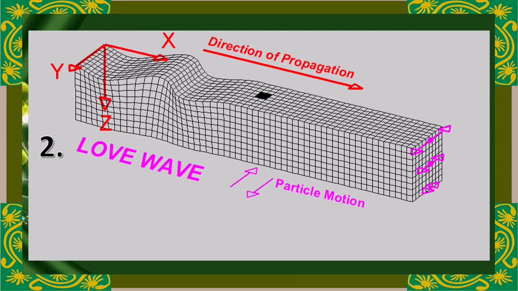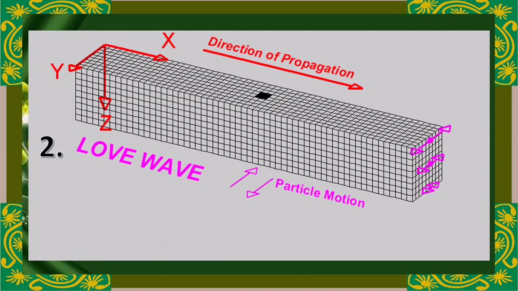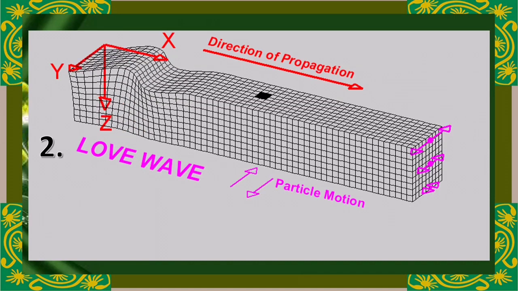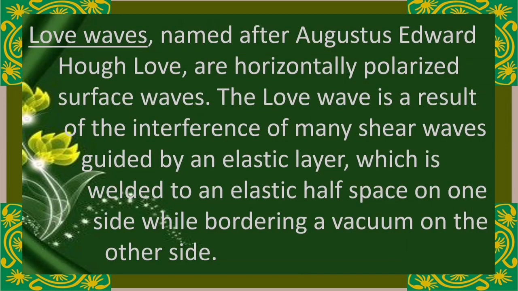Two, Love waves. This is the motion of a Love wave. Love waves, named after Augustus Edward Love, are horizontally polarized surface waves. The Love wave is a result of the interference of many shear waves guided by an elastic layer, which is welded to an elastic half space on one side while bordering a vacuum on the other side.